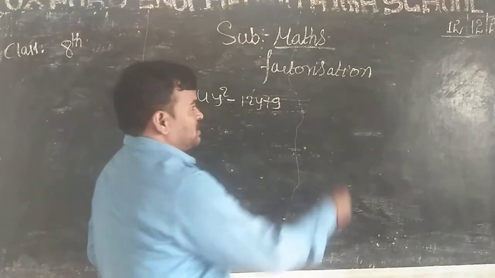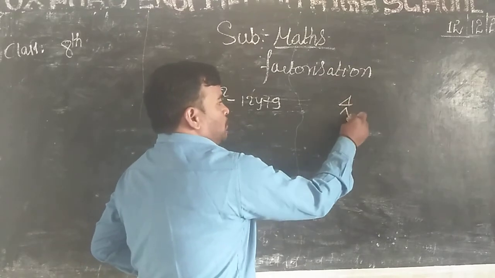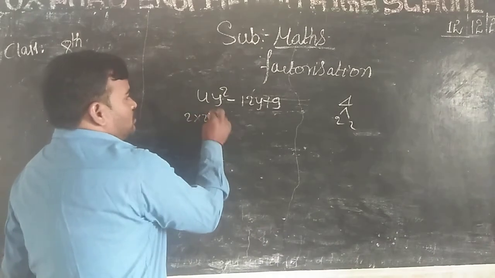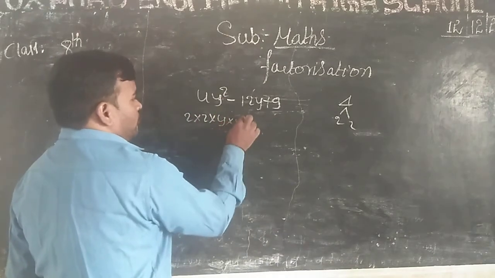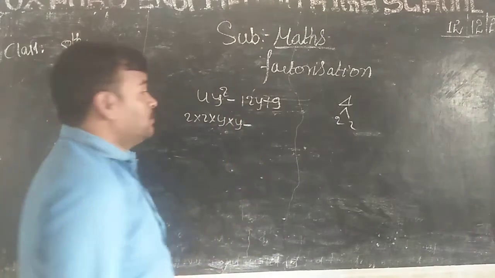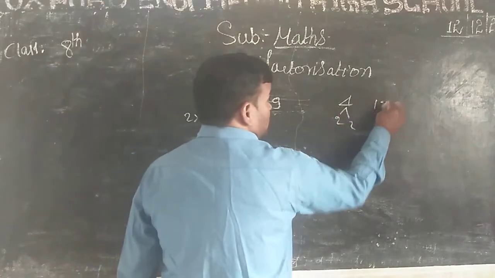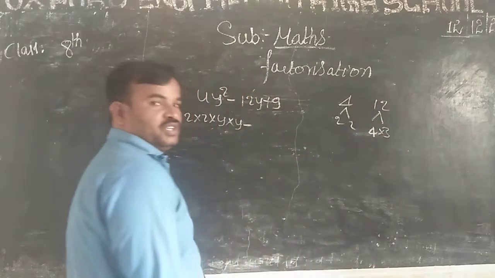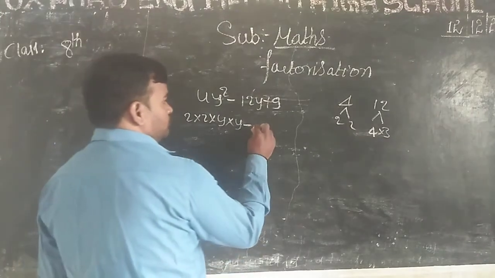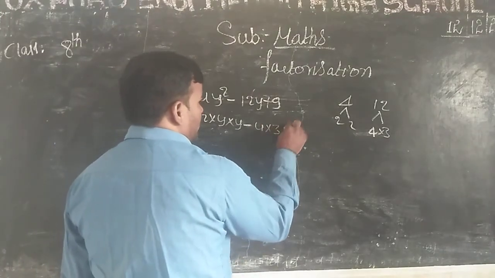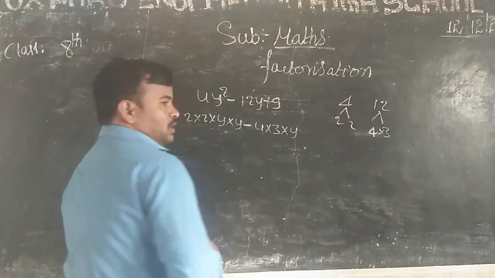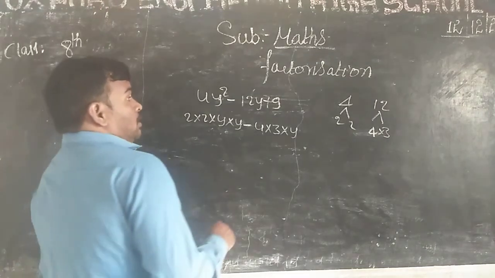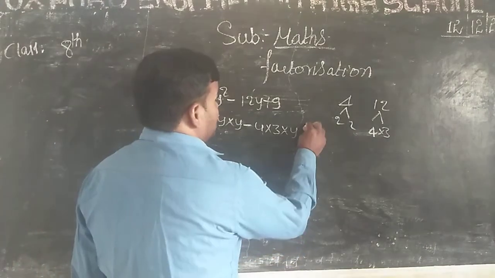See, what are factors of 4? 4's factors are 2 into 2. Then you write 2 into 2. So y square, y into y. Minus, and what are the factors of 12? 12's factors are 4 into 3. 4 threes are 12. Then you write 4 into 3 into y. Right? 2 into 2 into 3. Next, plus 3 square.